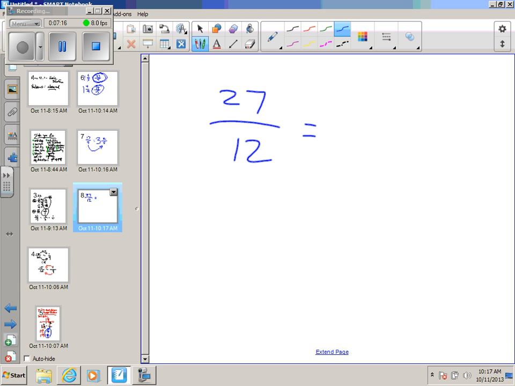27/12. 12 into 27. Twice is 24. How many from 27 is the 24? 3/12. Now you need to make sure that that fraction is in simplest form. 3/12. Is it in simplest form, or do they have anything else in common? They have 3 in common. Therefore, 3 divided by 3 is 1. 12 divided by 3 is 4. So you should have 2 and 1/4.